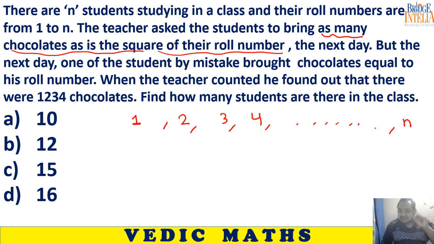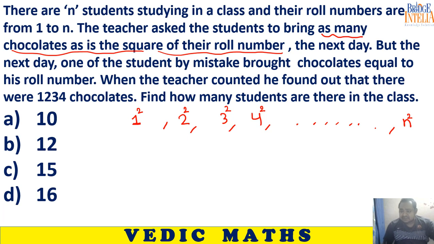What did the teacher tell them to do? The teacher told them that tomorrow roll number 1 will bring 1 square chocolates, roll number 2 will bring 2 square chocolates, roll number 3 will bring 3 square chocolates, roll number 4 will bring 4 square chocolates, and the student whose roll number is n will bring n square chocolates.